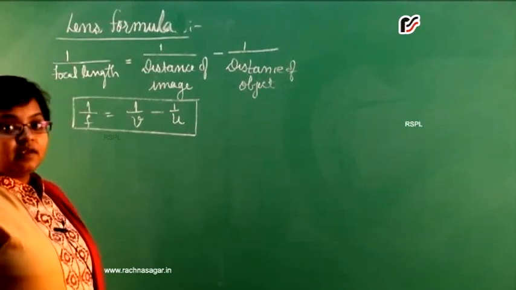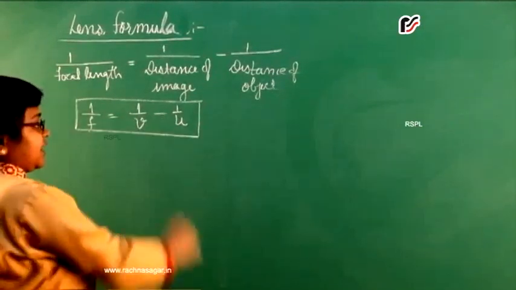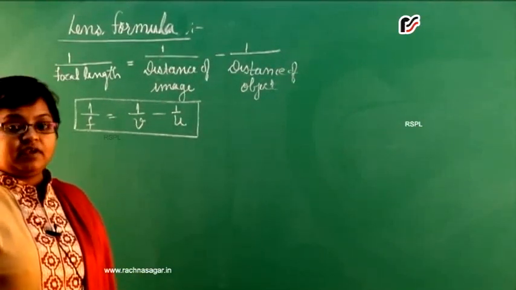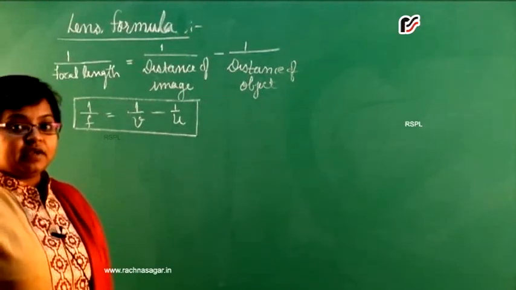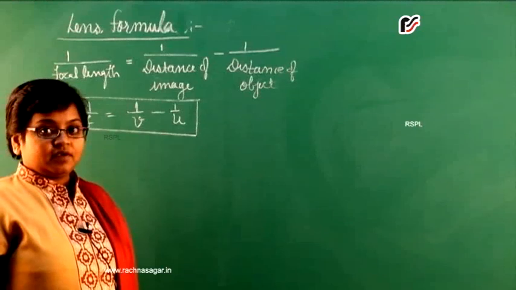Students, remember one thing, in case of mirror formula, there is a positive sign between 1 by V and 1 by U, but in case of lens, the sign is negative.